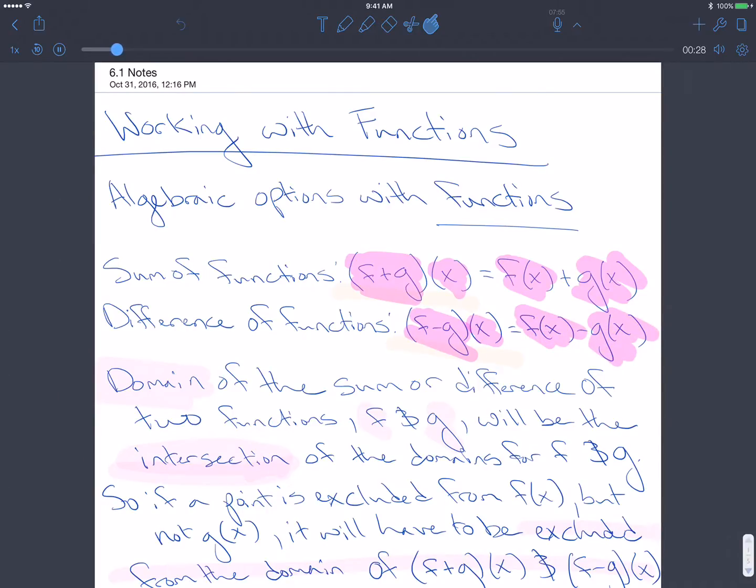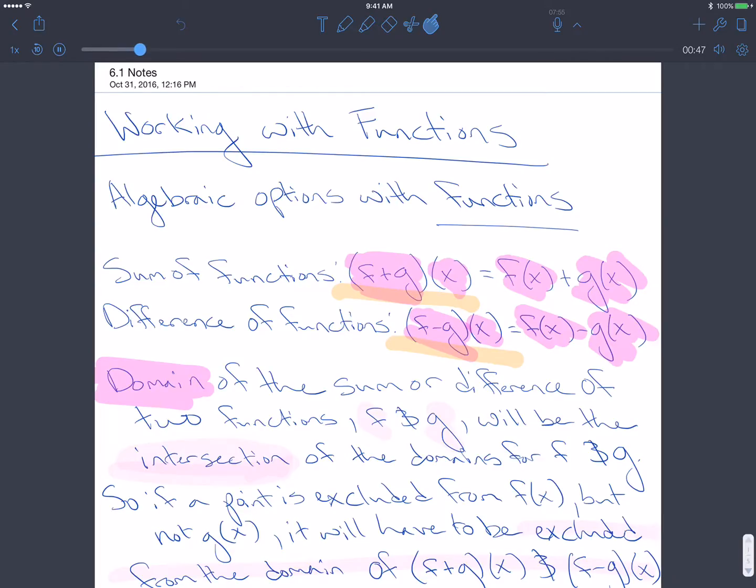So really what you want to get used to is the difference in notation. The concept is something that you are likely pretty familiar with already. When we start talking about the domain of these functions, if you just look at the function after you have done the operation, it's pretty straightforward.